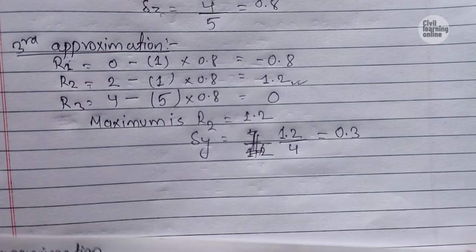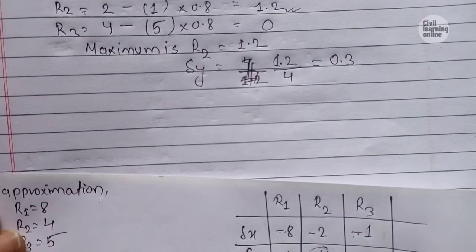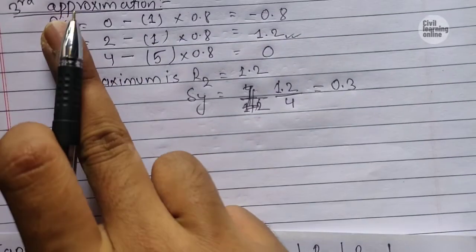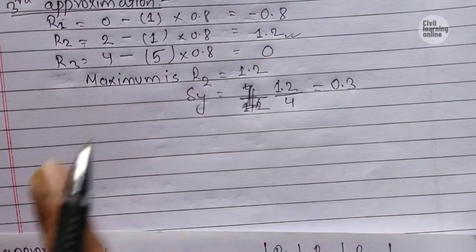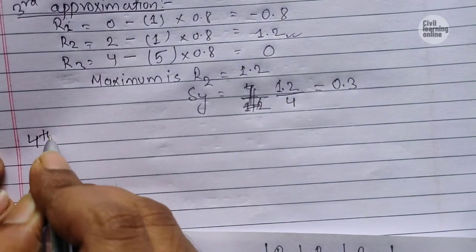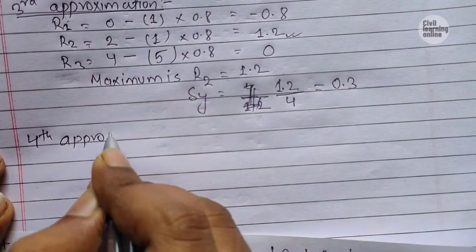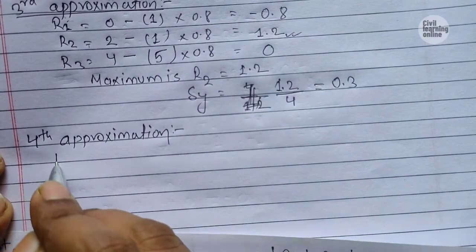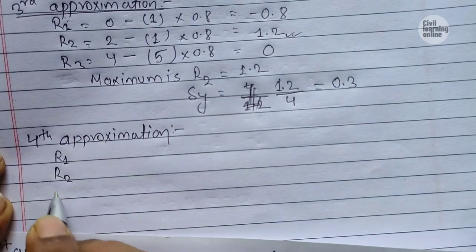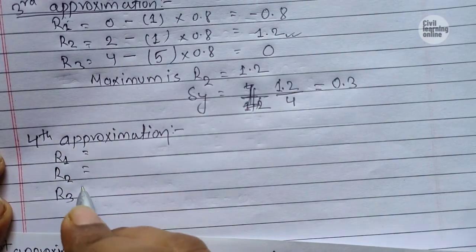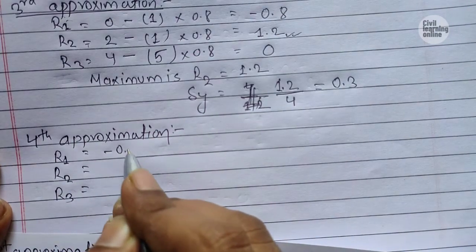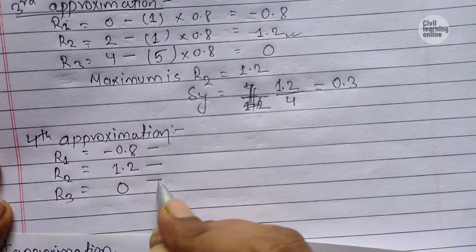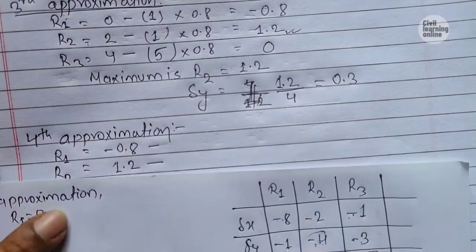Now let us move toward the fourth approximation, and again the step is going to be the same. We need to copy the values of r1, r2, r3 of the third approximation for the fourth approximation. So we have the fourth approximation, we have r1, r2 and r3 equal to minus 0.8, 1.2 and 0, and again we need to subtract this, and for r1, r2, r3 we have got del y.